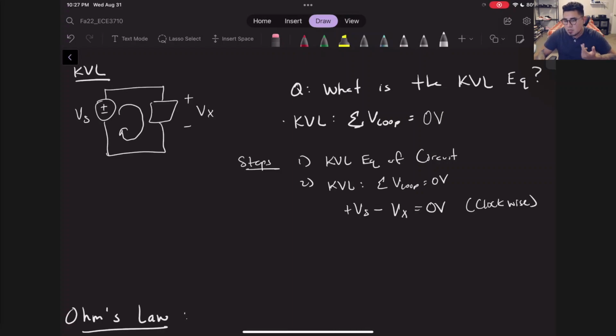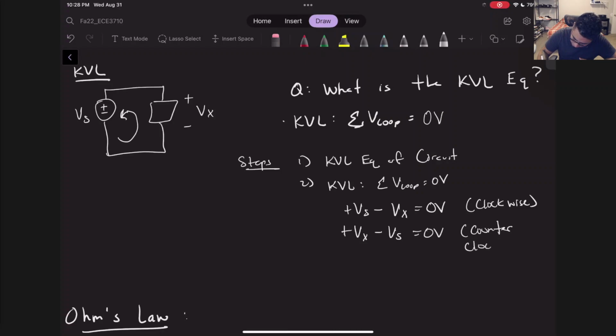What if it was the opposite? What if it was counterclockwise? If it was counterclockwise, then you'd be going up Vx minus Vs. If you wanted to do Vs first, it's still minus Vs plus Vx. So this would be equal to 0 volts. This is if you go counterclockwise. Okay?